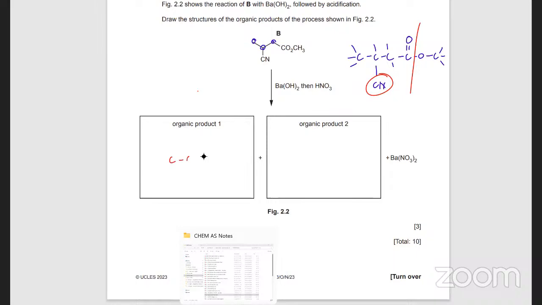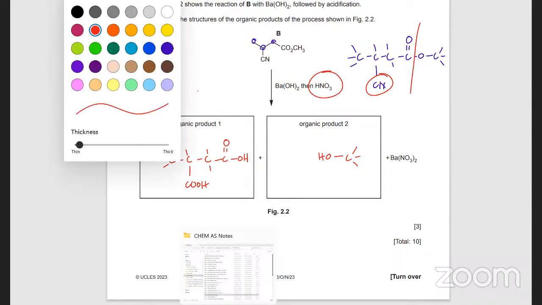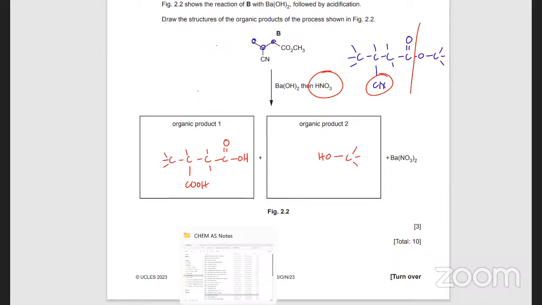So what you're going to get is this one will form a carboxylic acid. Yes. And the CN will also form a carboxylic acid, okay? And the rest are all H. And the other side will have OH. Is that clear? Yes. But since it's barium hydroxide, then there's also nitric acid. Okay, so that's what will be formed.